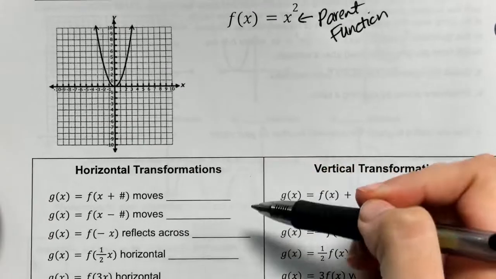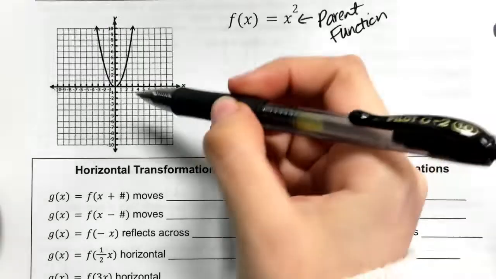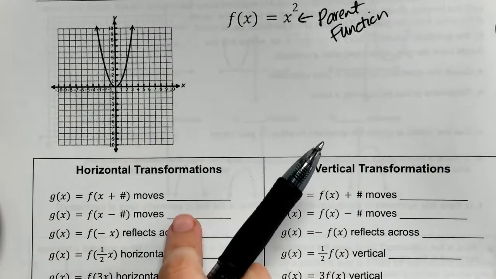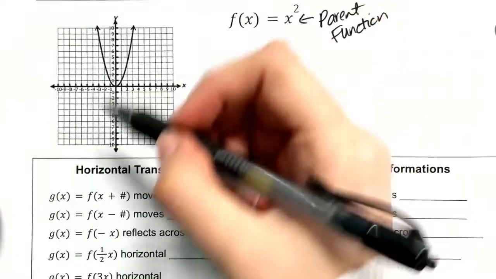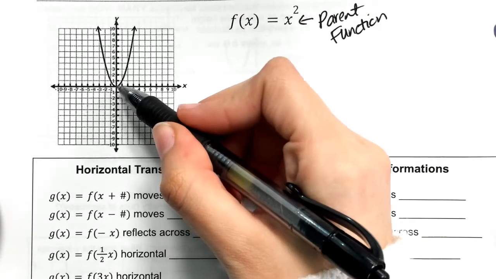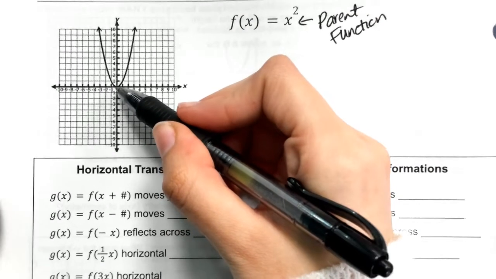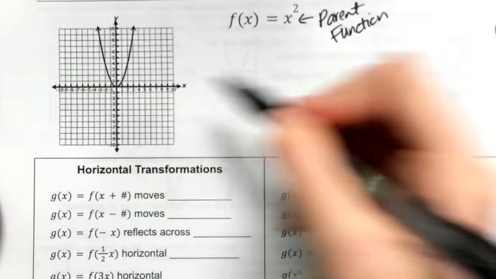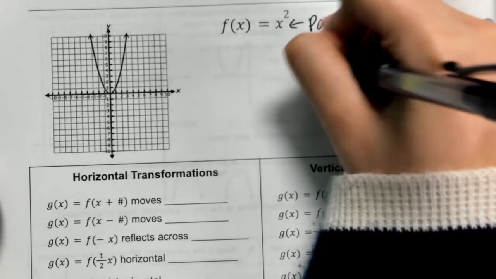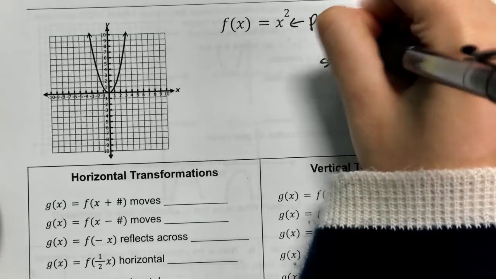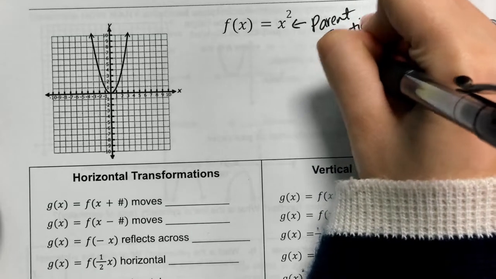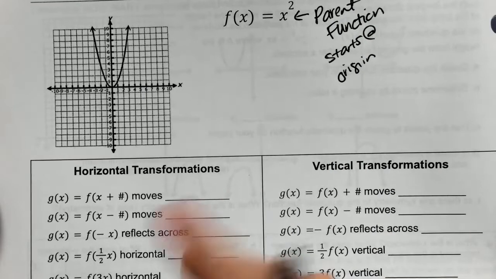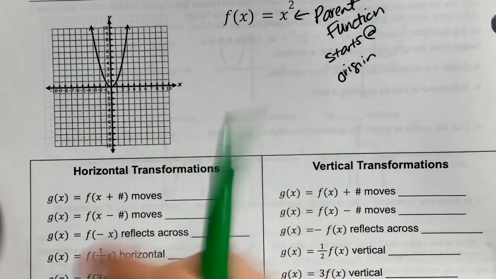So when we're talking about transformations, we're talking about transformations in relation to the parent function. So when we say we're moving up or down or left or right or we're reflecting, we're really saying from the origin. So from the origin, I'm going up or down. Or from the origin, I'm going left or right. So the parent function starts at the origin. So when we look at the transformations here, you'll see what we mean.